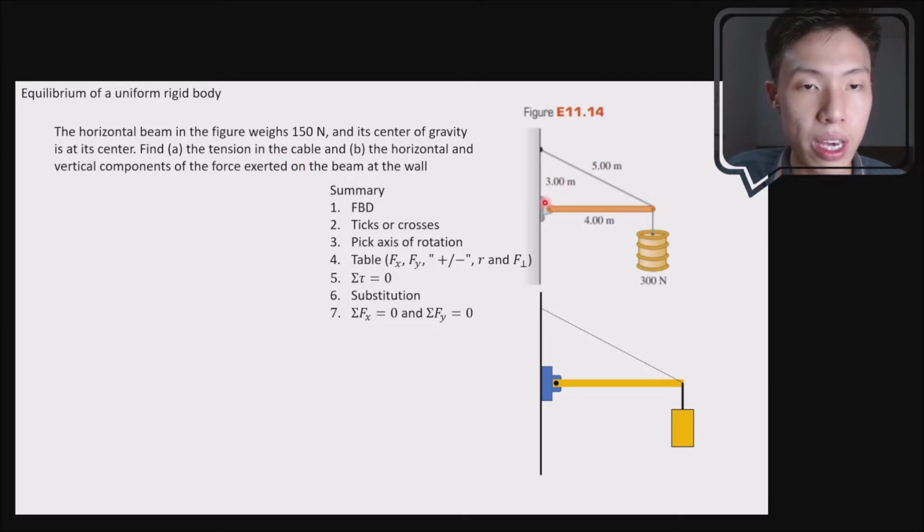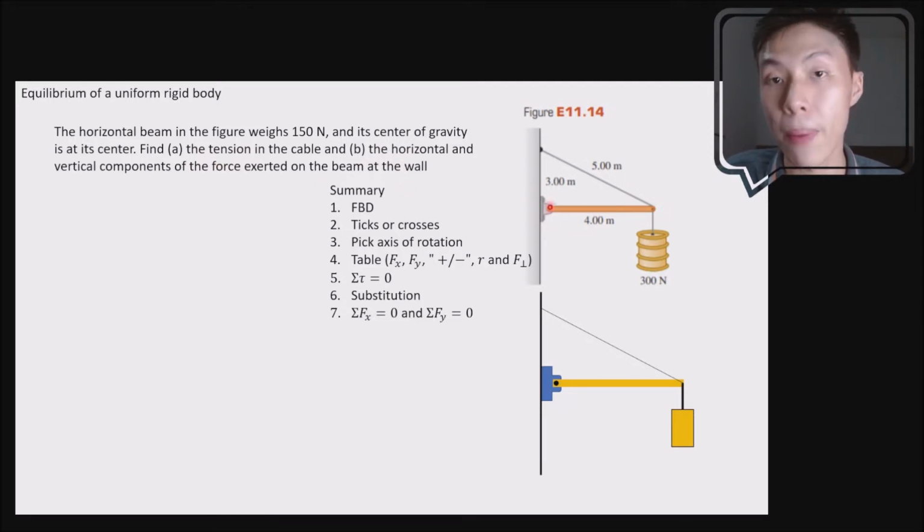It's most probably exerted by this structure over here, which we can call a pivot. It's exerted by the pivot on the beam, and because the pivot is positioned at the wall, this force is exerted at the wall, but it's exerted on the beam by the pivot. Okay, so we're interested in the force over here and the force happening around here. So how should we solve this problem?